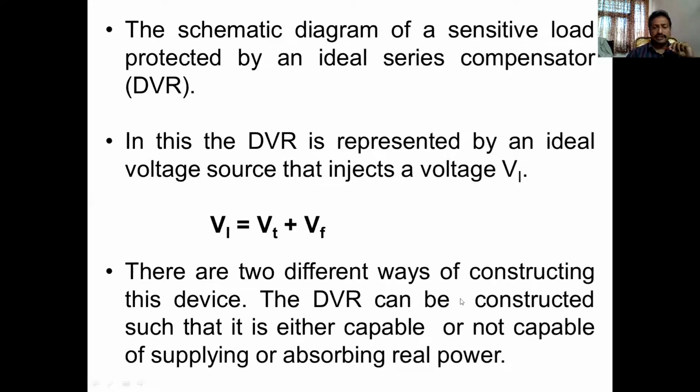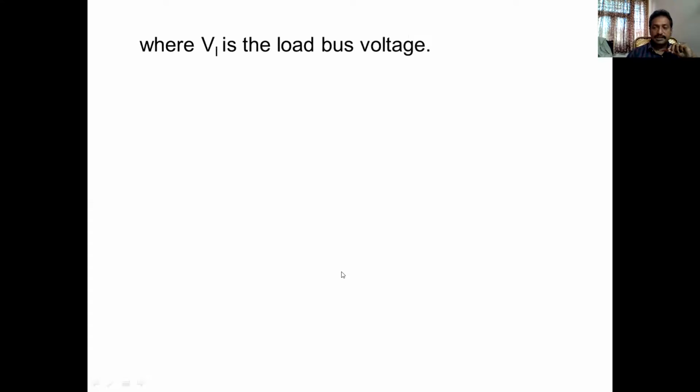There are two different ways of constructing this device. The DVR can be constructed such that it is either capable or not capable of supplying or absorbing real power. Real power means if the voltage increases, it absorbs real power, and if the voltage sags, it supplies real power, which will be provided with the help of an ideal compensating source. So basically, it may absorb or it may supply.